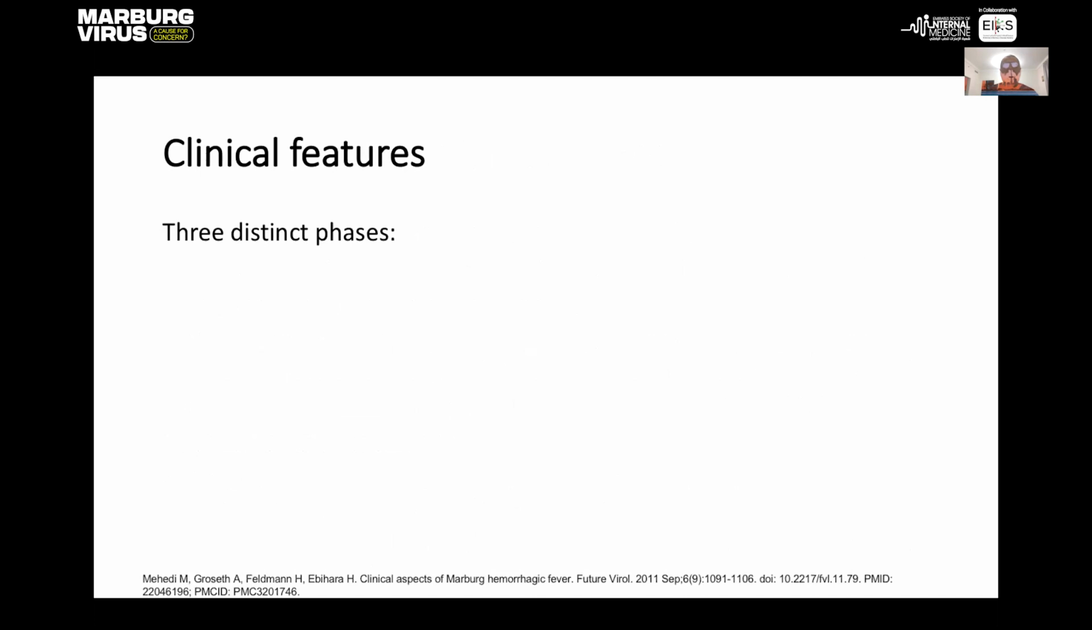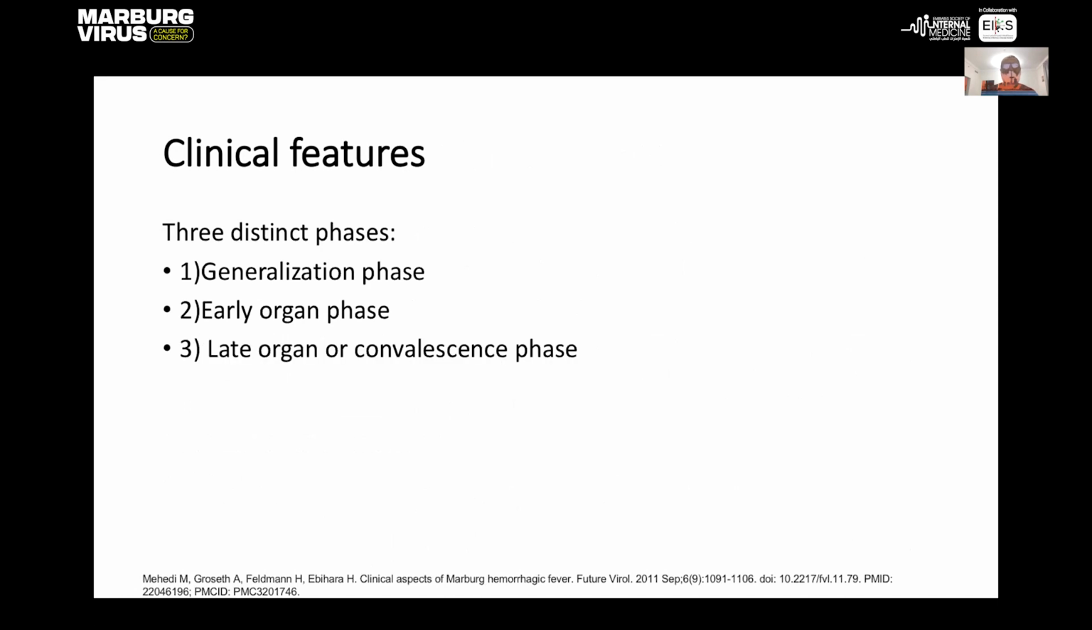Clinical features: CDC and WHO don't distinctly give these kind of phases, but they give a rough idea. And there was a nice paper from 2011, which divides the whole clinical features into 3 distinct phases. And why this is important is because depending on what day the patient presents to us, we'll be able to figure out the classical features of this infection. So first is the generalization phase, then there's the early organ phase, and then there's the late organ or convalescent phase.